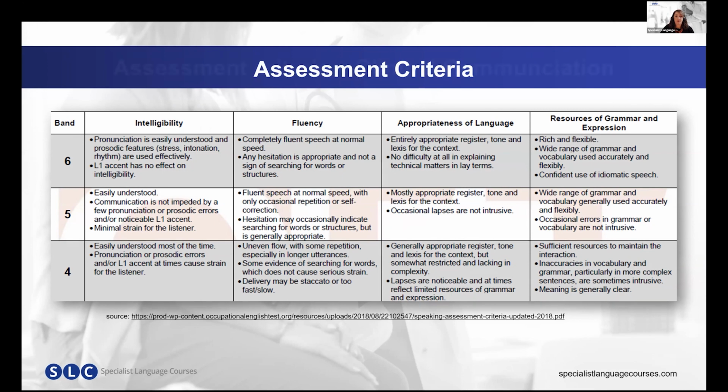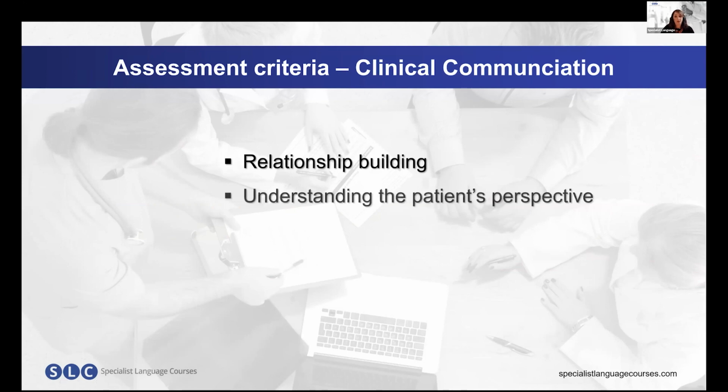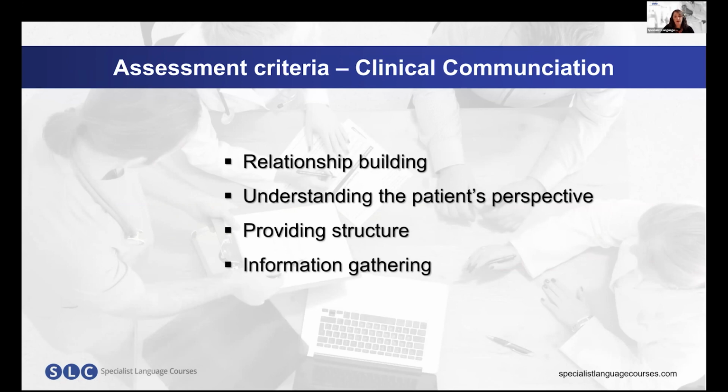And the other group of assessment criteria that have been mentioned are the clinical communication criteria. This looks specifically at your ability to demonstrate relationship building with the patient, understanding the patient's perspective, providing structure, information gathering, so collecting information, and information giving. And each of these areas are marked on a scale of 0 to 3.